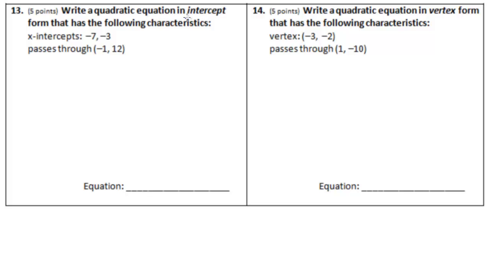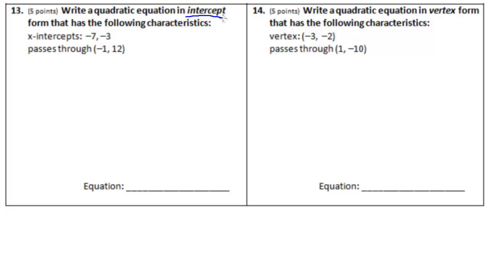Problem 13, we need to write a quadratic equation that meets these characteristics. It's got x-intercepts at -7 and -3, and it passes through a point. This is like an arbitrary point, (-1, 12).